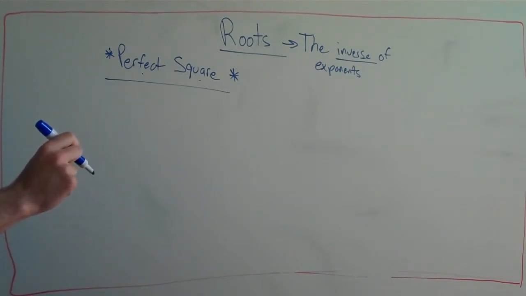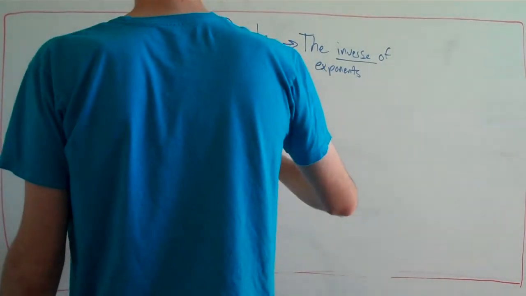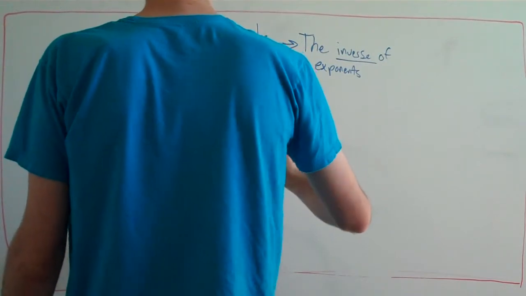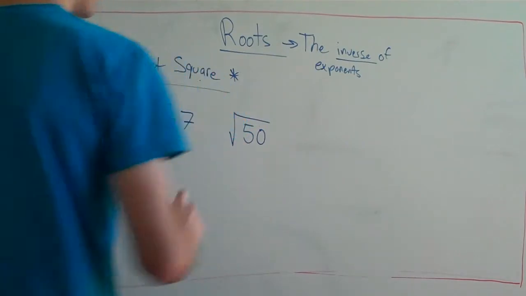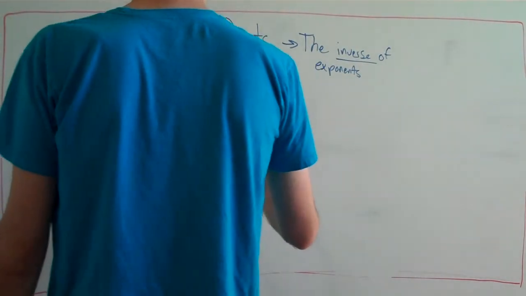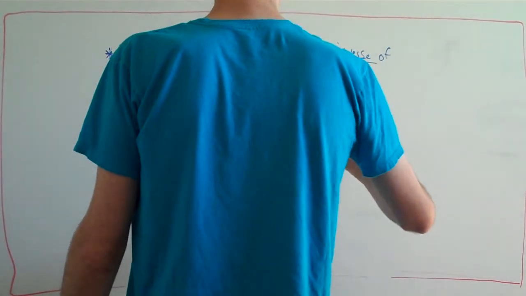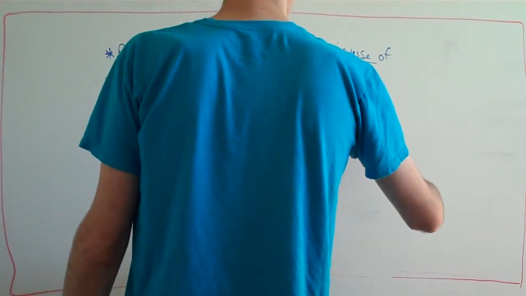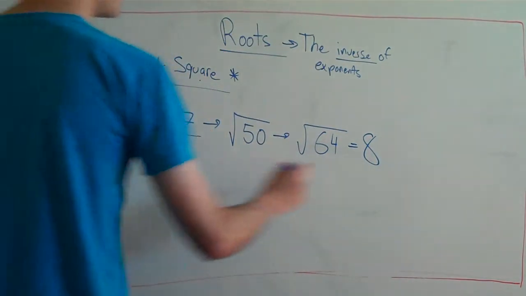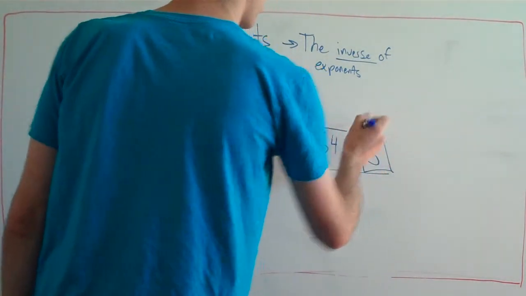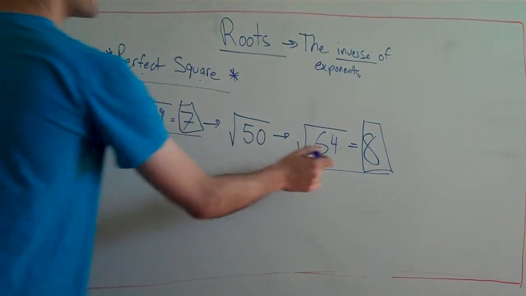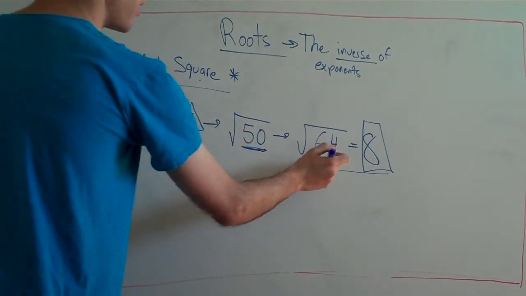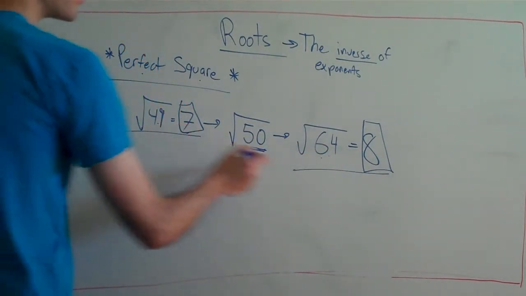Now, sometimes they're not so perfect. Let's take the root of 50. That's one away from 49. But it's a long way from the root of 64, which equals 8. So the number is between 7 and 8. The root of 50 is in between the root of 49 and the root of 64. So the answer is somewhere between 7 and 8.